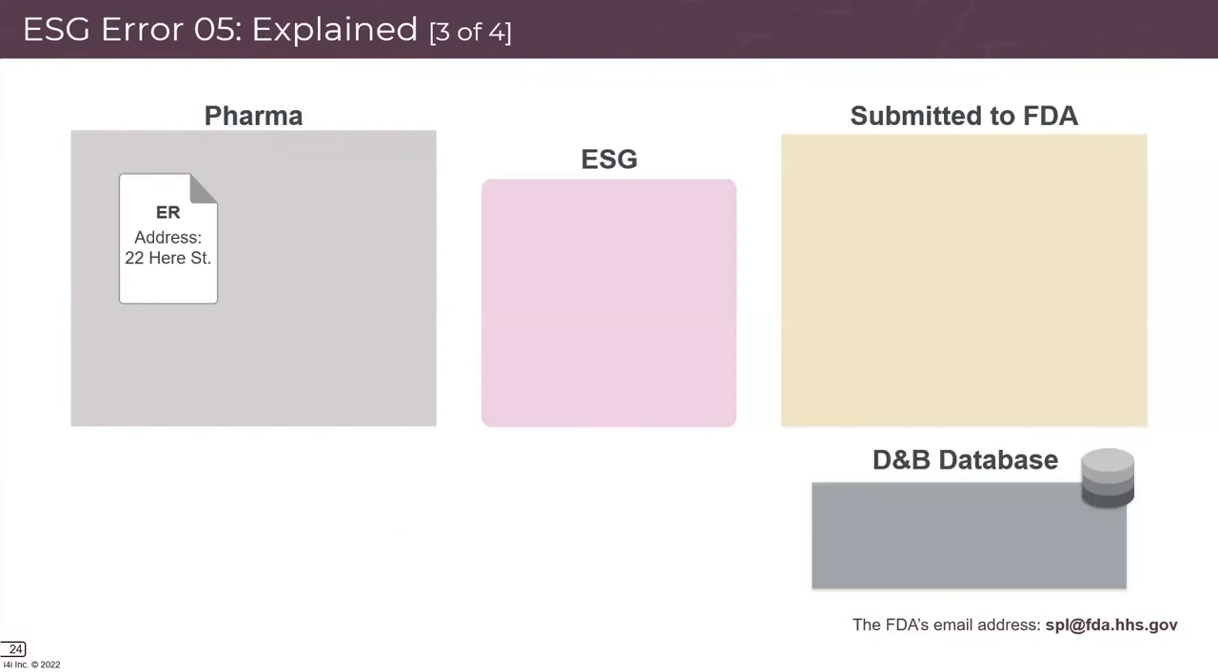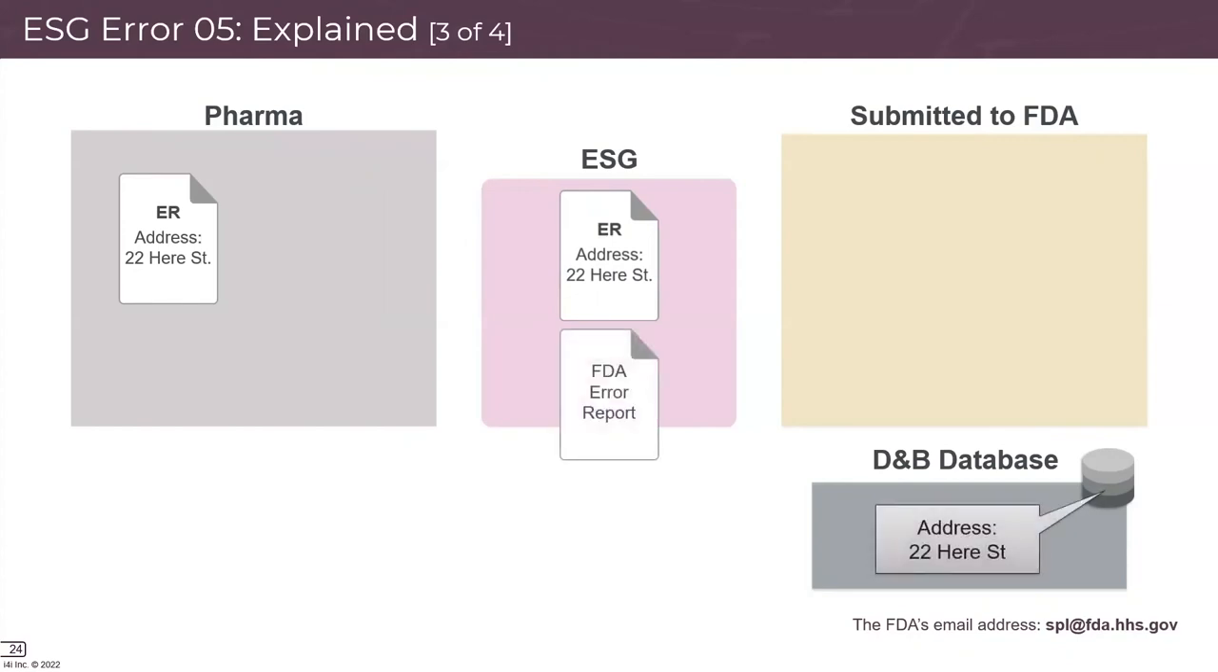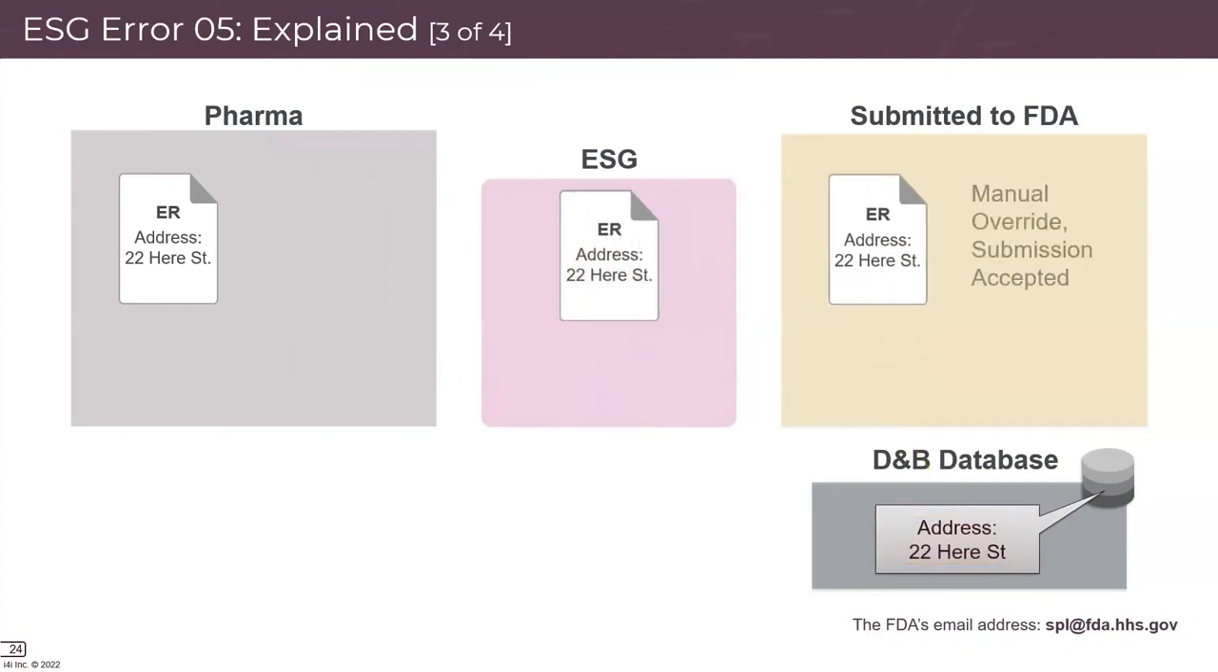So the customer ER document with the address as listed here, 22 Heer Street, is submitted to the gateway. The address doesn't match the DNB database, so an FDA error report is generated. An email request is sent for a manual override to the FDA, and the explanation for the override request points out the missing period in the DNB database. The ER submission is now accepted due to the manual override.